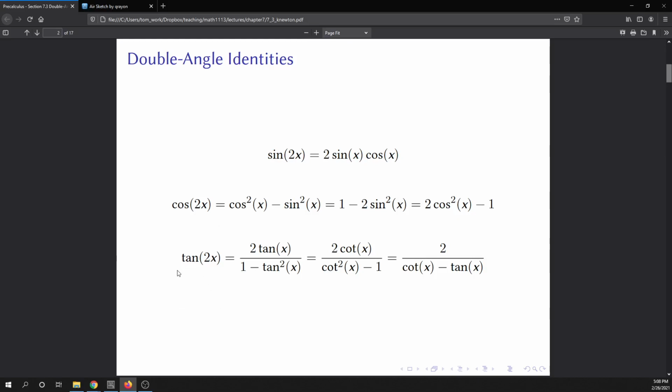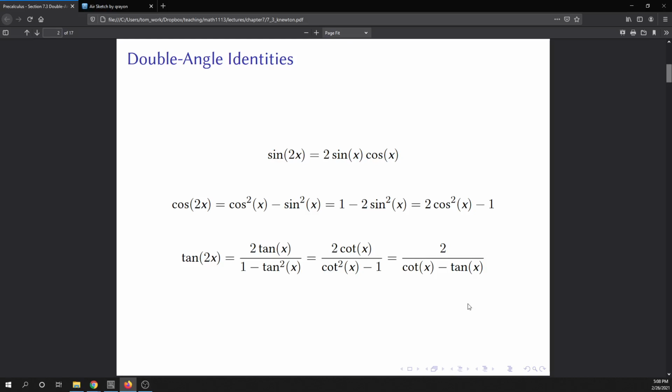All right, and for tangent of 2x, there are also 3 different ones. Again, just to save space, I have written them all in one line here. You can use any of these that you like. One is only involving tangents. One is only involving cotangents, and this one involves cotangent and tangent here.